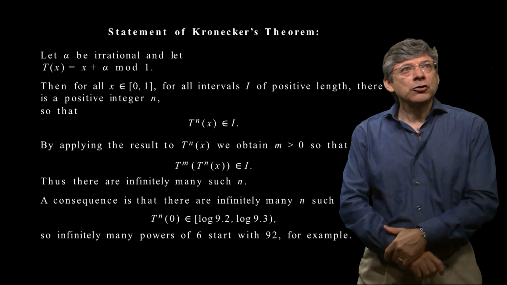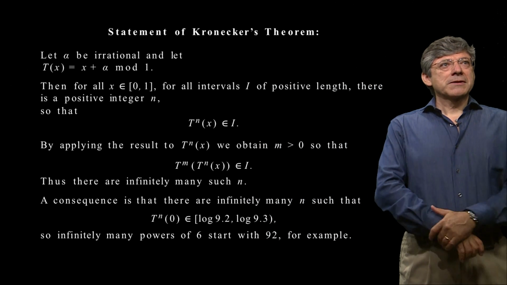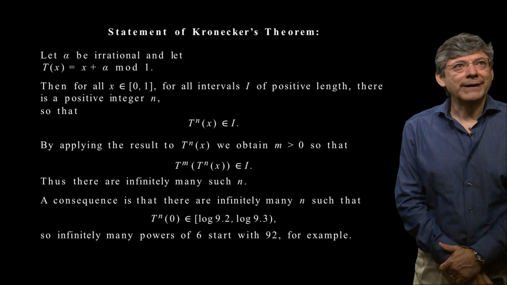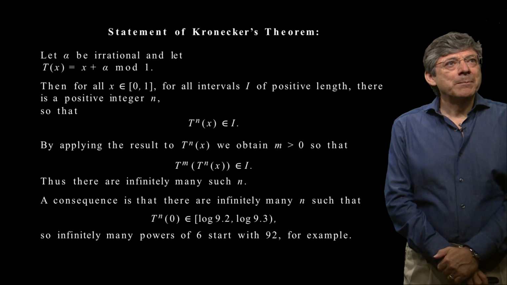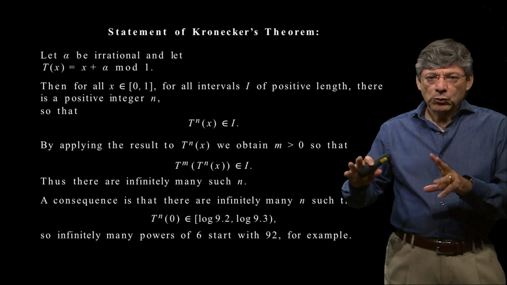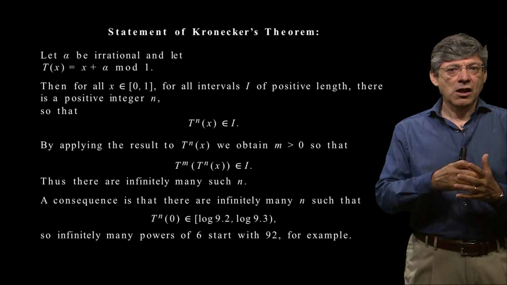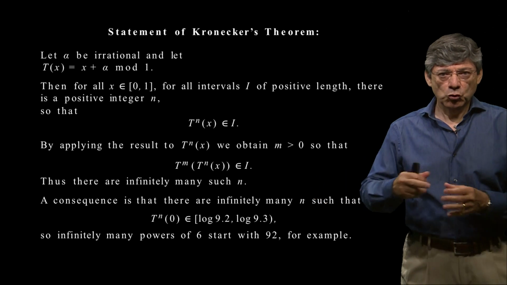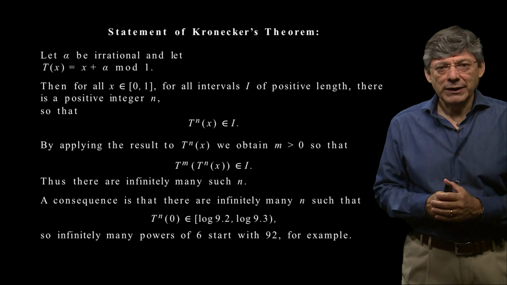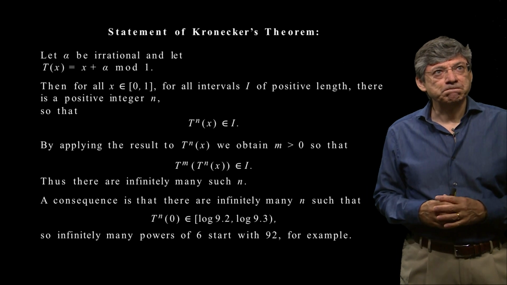Okay. So now let's look at the statement of Kronecker's theorem. Recall that, let alpha be irrational. So now, instead of just looking at x plus log 6, we're going to look at this transformation that we already introduced last time, which we call rotation by alpha, or translation by alpha, mod 1 in the unit interval. T of x equals x plus alpha mod 1.